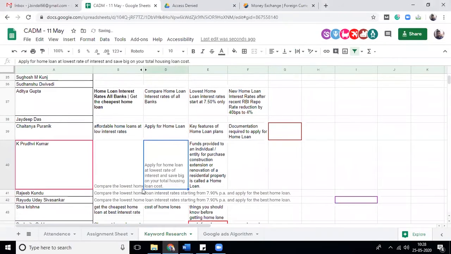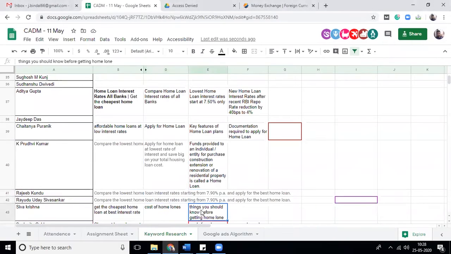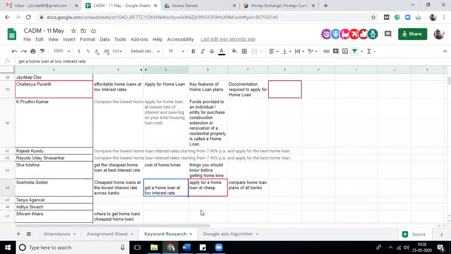Apply for home loans at lowest rate of interest, big savings on total housing loan cost, funds provided to an individual entity for purchase, construction, extension, and renovation. Cost of home loan, things you should know before getting a home loan. Get a home loan at lowest interest rate. Apply for home loan at cheap. Compare home loan plans of all banks.